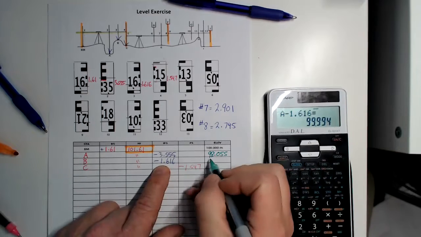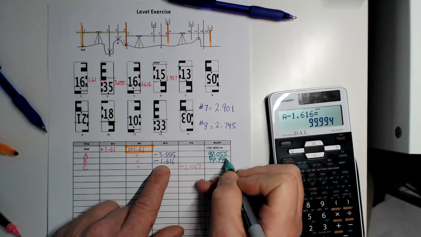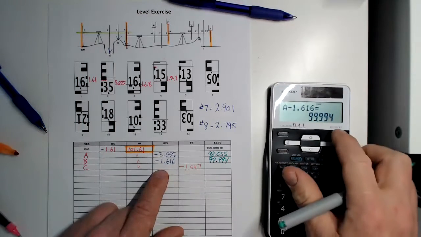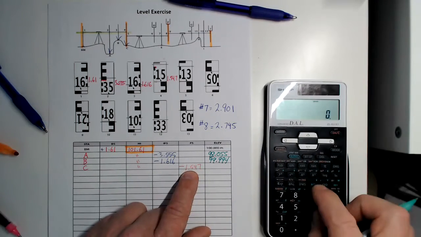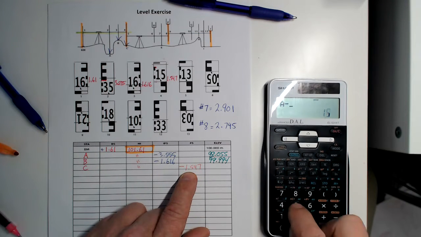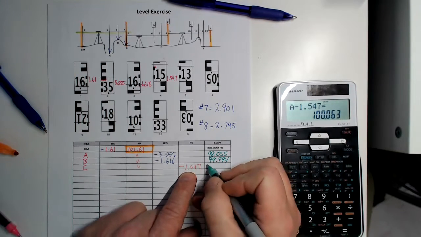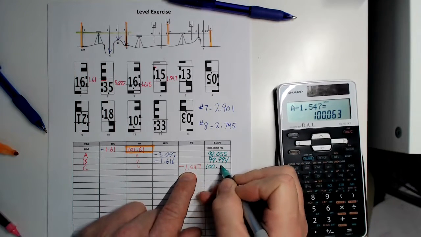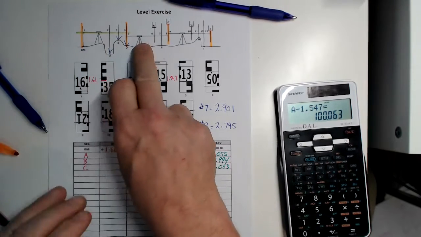for station B of 99.994. And then my last station, station C, which is a foresight reading, I will recall my instrument height again, 101.61, and I will subtract my 1.547, which gives me my last elevation of 100.063. Okay, fantastic. I pack up, I move to a new location.